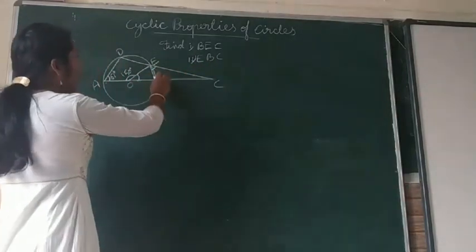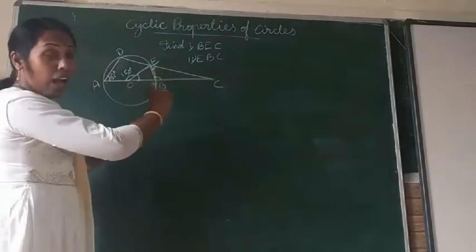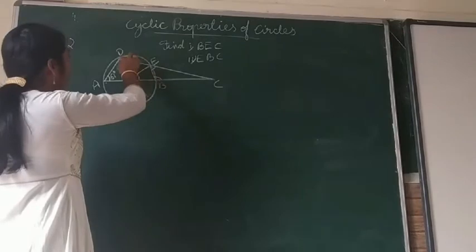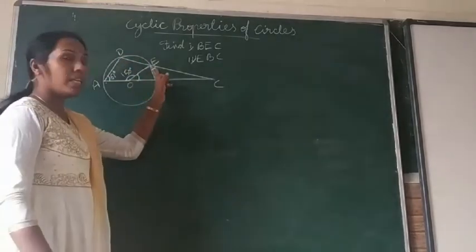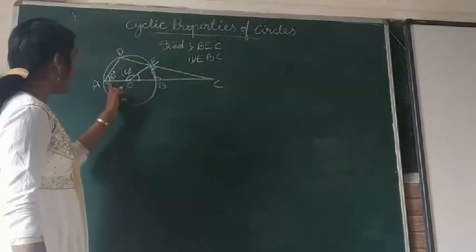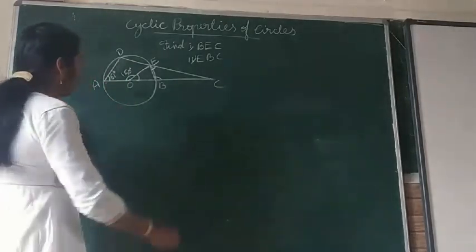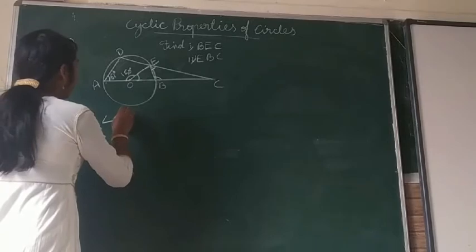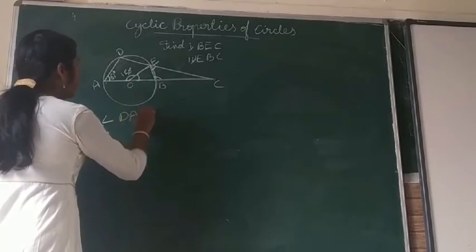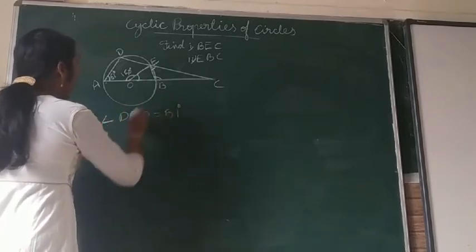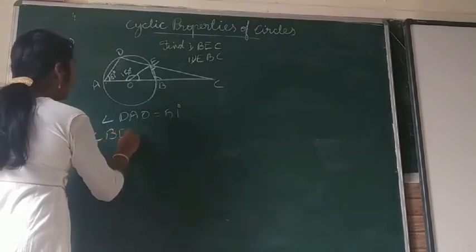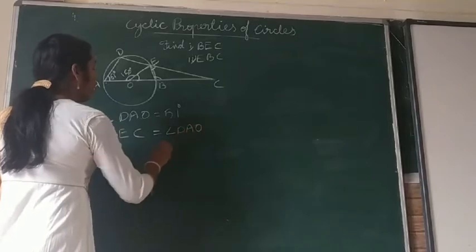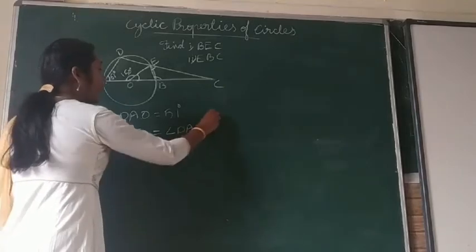First of all, let us see angle BEC. Clearly, angle BEC is equal to 51 degrees. Angle BEC is equal to angle DAO because BEC is an exterior angle and DAO is the opposite interior angle. Therefore, we can write angle DAO is equal to 51 degrees and angle BEC is equal to angle DAO, which is equal to 51 degrees. Here we can write the reason.